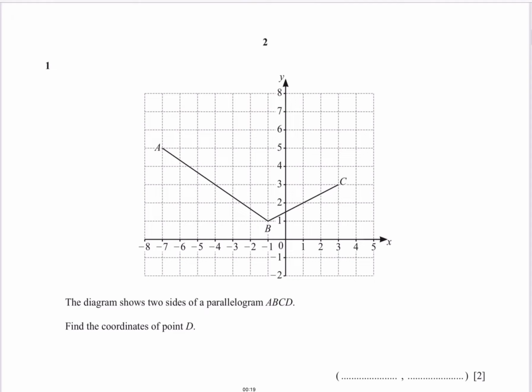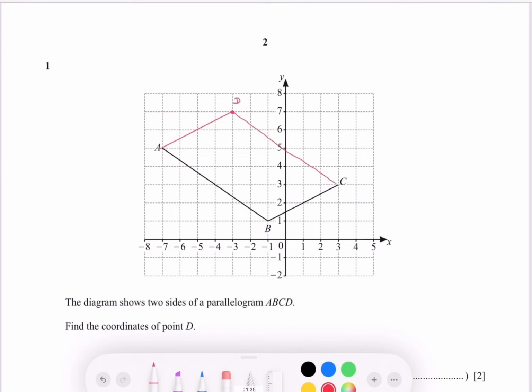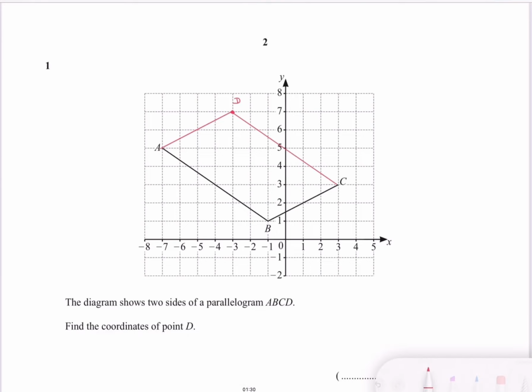Move 4 units or 4 boxes to the right of point A. So 1, 2, 3, 4, and then move 2 units up, 1, 2, and you will reach the point. This red dot I am marking. This is point D, and you can make the parallelogram for your convenience, but the examiner just wants the coordinates of point D. So here it is, complete figure.